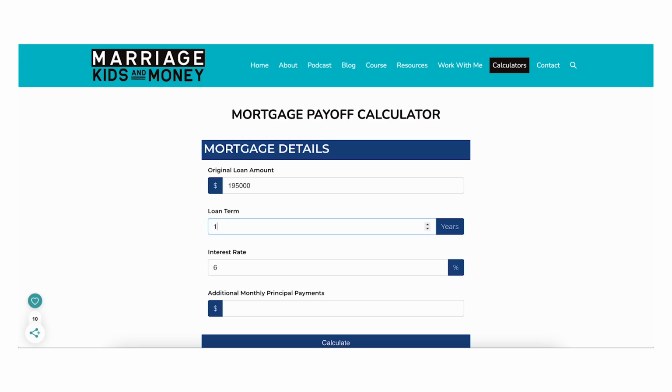Step 2, insert the loan term. The term is the amount of time that you have to pay off your loan in full. Typical mortgage loan terms in the United States are either 15 years or 30 years. We had a 15-year, so I'm going to add that into our calculator right now.